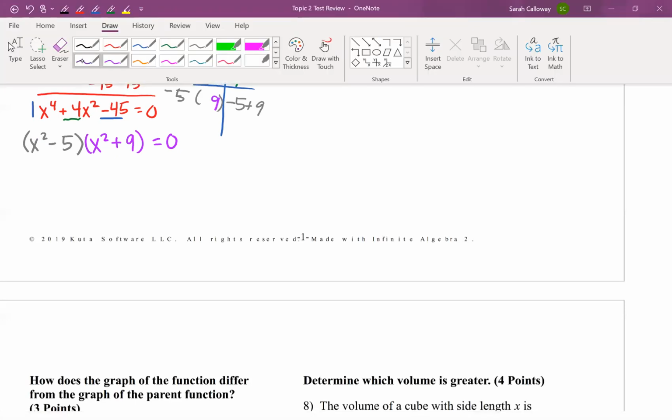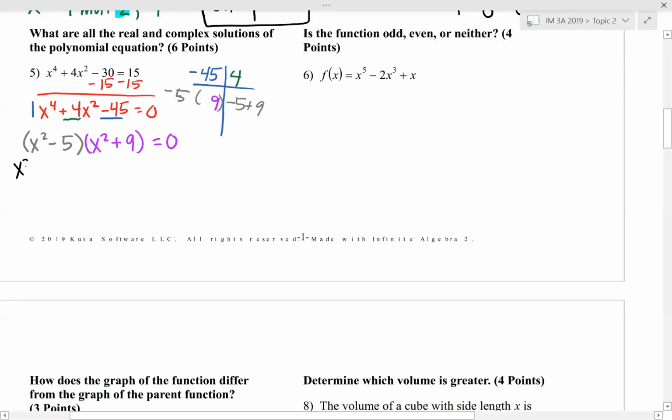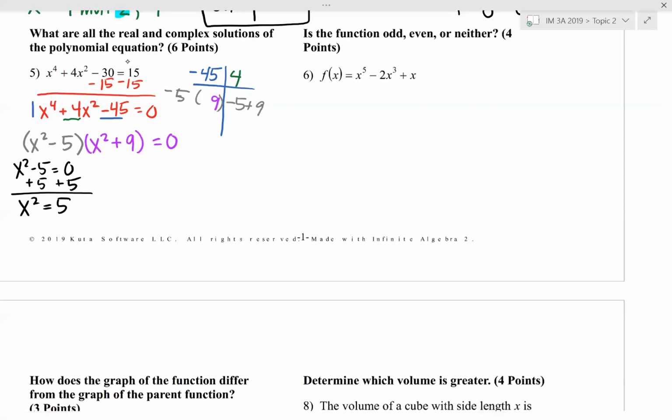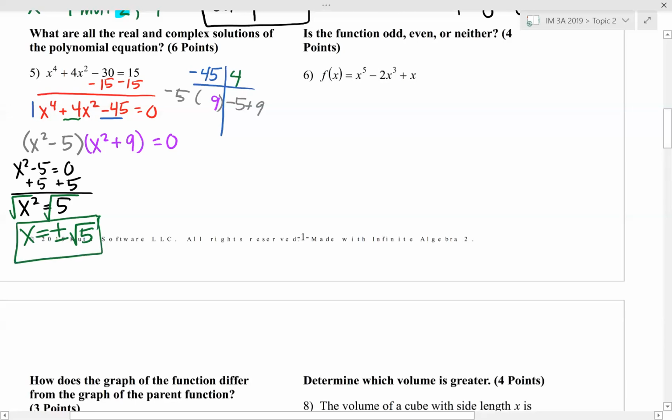So when we take x squared minus 5 and set it equal to 0, we have to add 5 to both sides, which gives us that x squared equals 5. So if I take the square root of both sides here, that gives me that x equals plus or minus radical 5. So I can't simplify the square root of 5. Make sure that when you do the square root of an x squared, it has to be positive or negative. So I know that those are 2 of my answers.